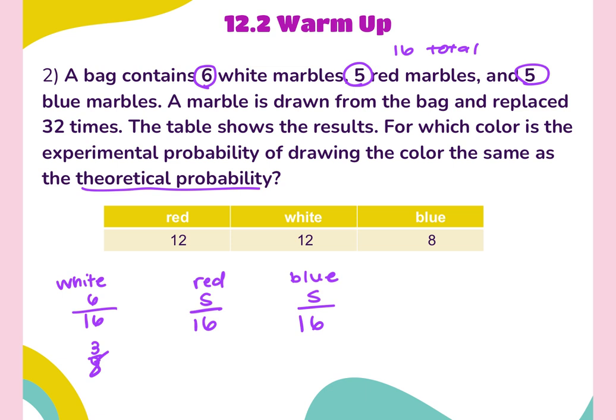So then if you look at the actual results, each of these are going to be out of 32 times. So 12 out of 32 times, 12 out of 32 times, and 8 out of 32. 12 out of 32, 4 goes into both of those, would be 3/8, 3/8, and for the 8 out of 32, it goes in evenly, it would be 1/4. So the white is the one that actually matches your theoretical.